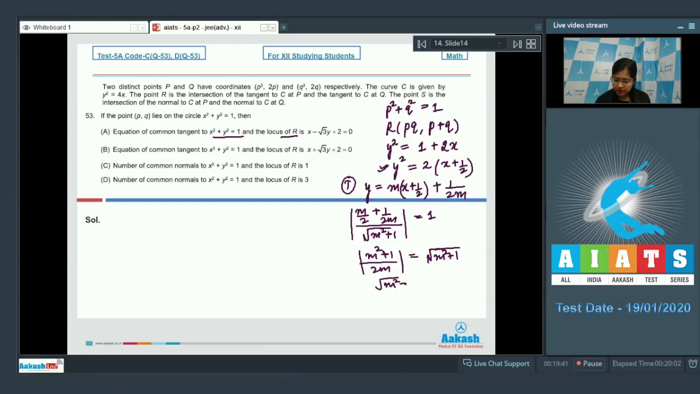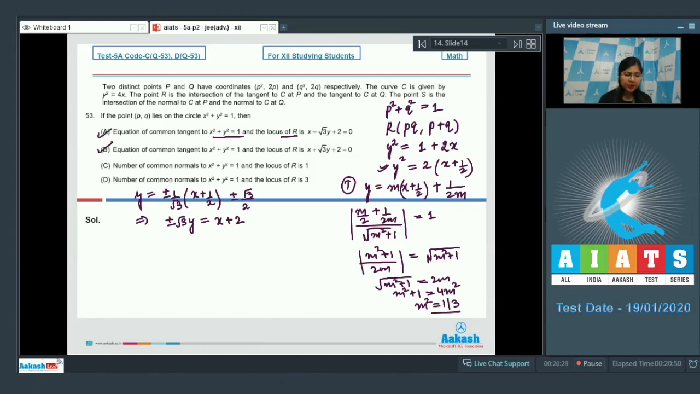That is root m square plus 1 is equal to 2m. That is m square plus 1 is equal to 4m square. That is 3m square is 1. That is m square is 1 by 3. So equation of common tangent will be y equal to plus minus 1 by root 3 into x plus 1 by 2 plus minus. So equation of common tangent is plus minus root 3y is equal to x plus 2. So from the given options we see that A and B are correct.